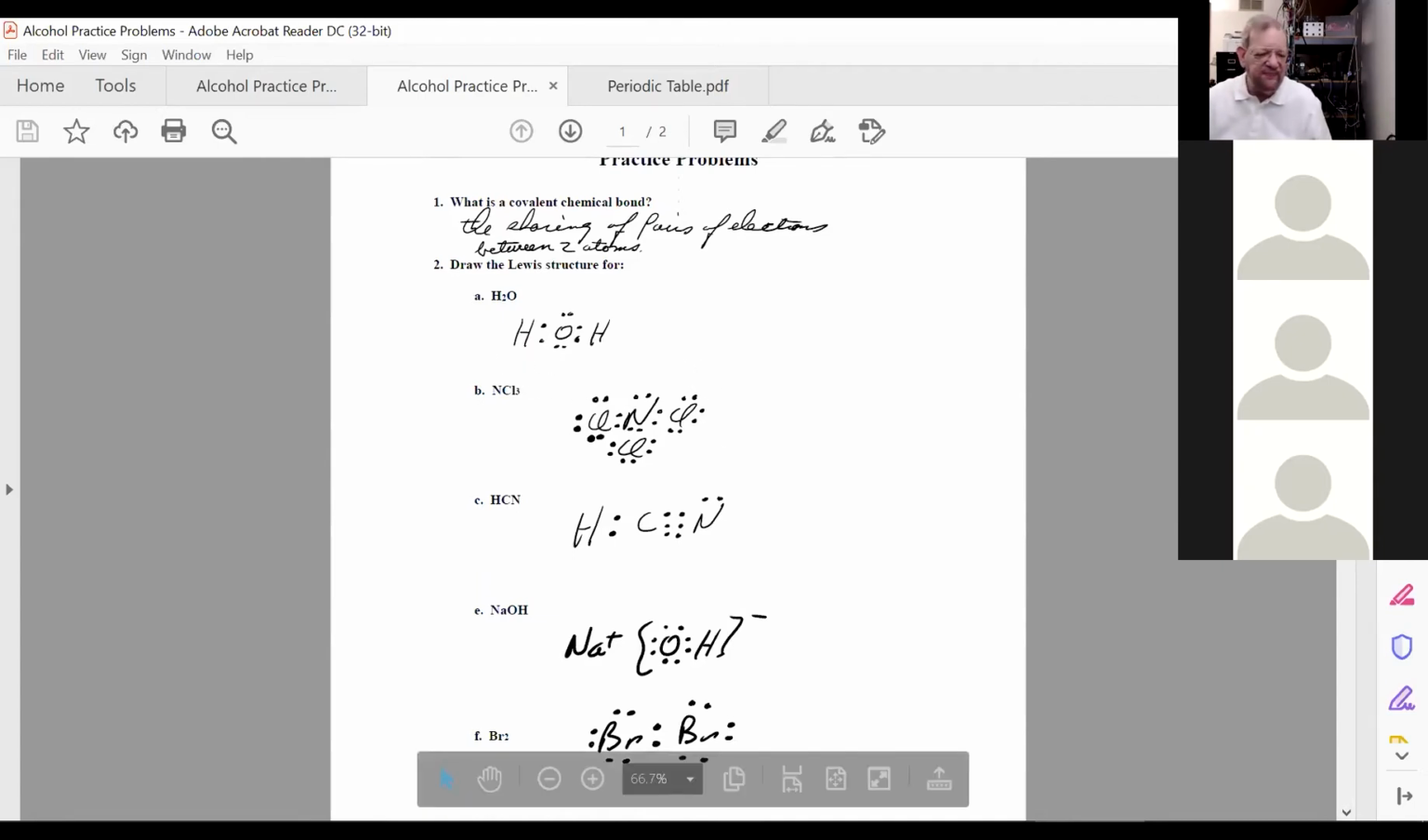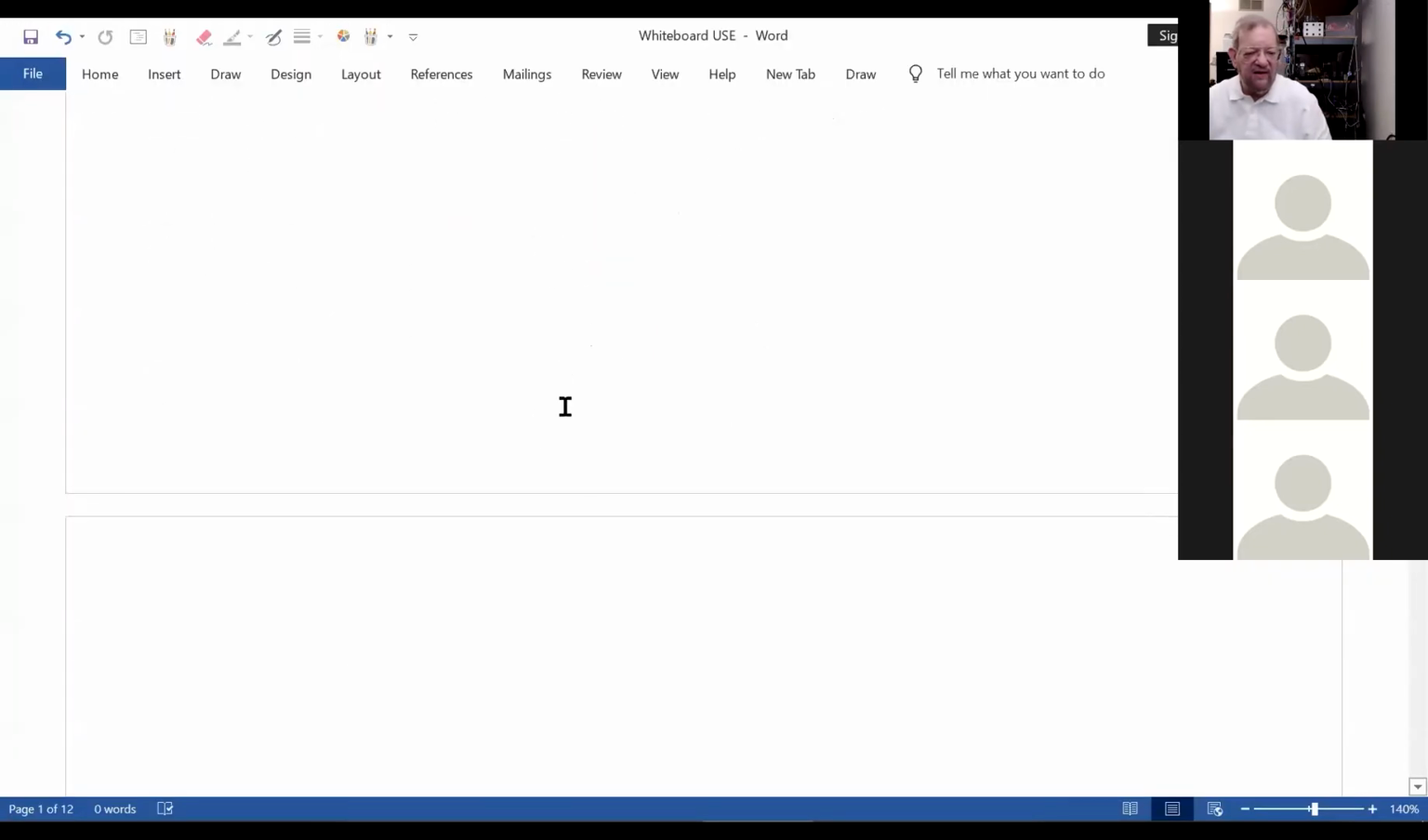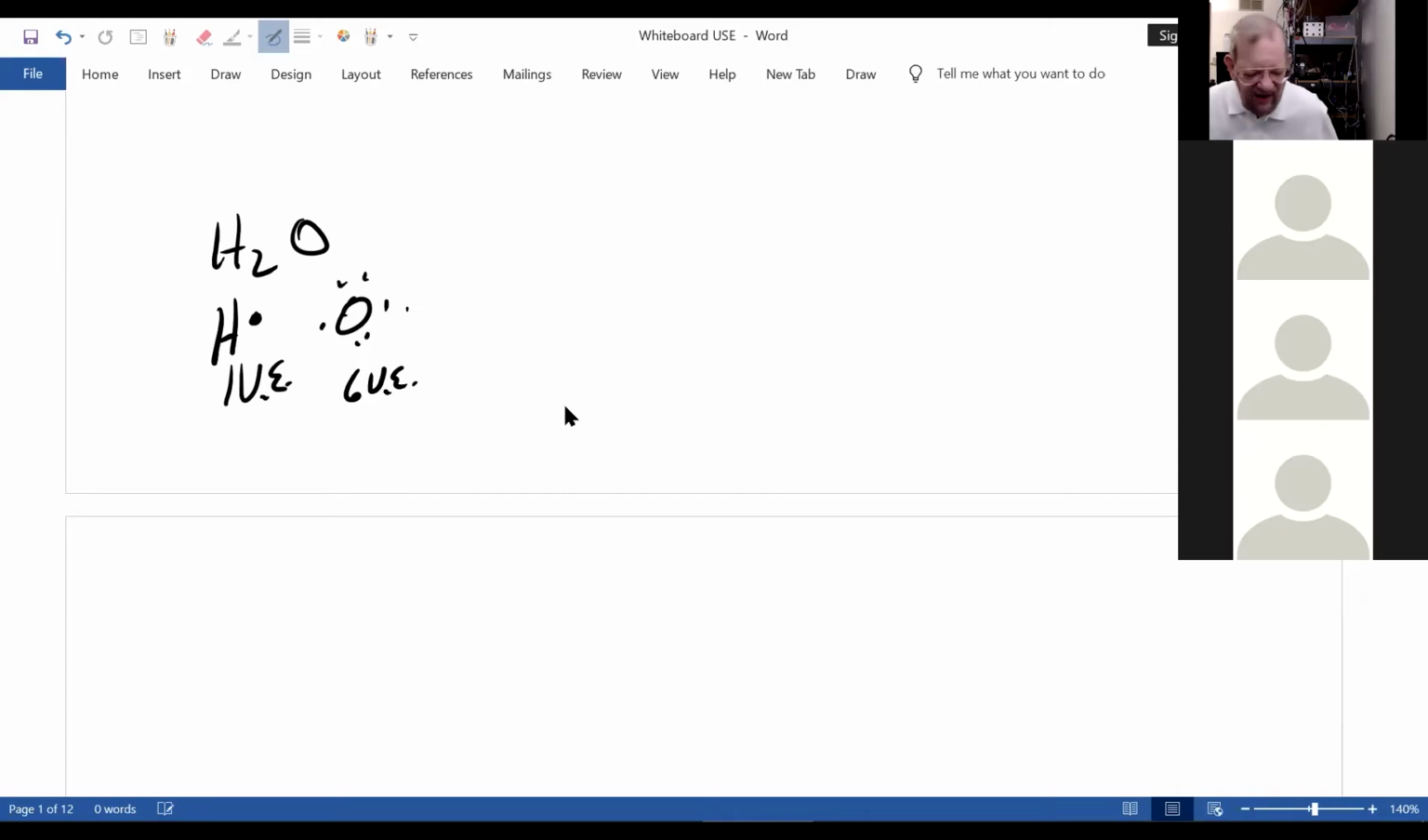Well, water has, and let me go to my whiteboard, two hydrogens and one oxygen. Each hydrogen has one valence electron, and the oxygen has six valence electrons. Remember the octet. All elements want to gain, share, or lose electrons to have an octet, eight valence electrons. The one exception is hydrogen. Its octet is two.